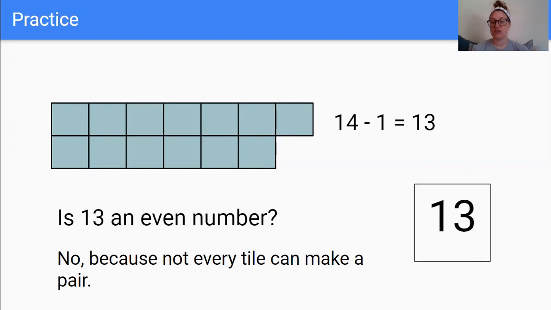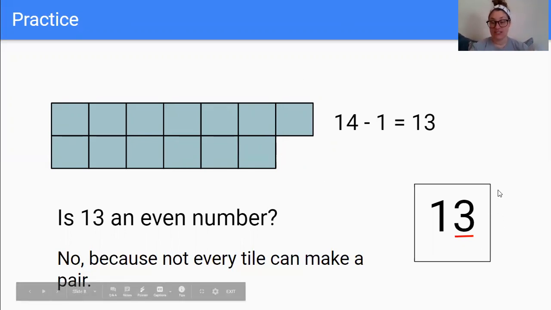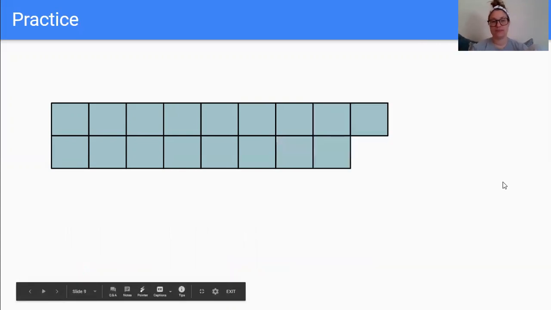And when you look at the number 13, the digit in the ones place is a 3. And we know that is an odd number. 1, 3, 5, 7, and 9 are odd numbers. So if you cannot make a pair, and if the number in the ones place is odd, it has to be an odd number. Let's look at another one.